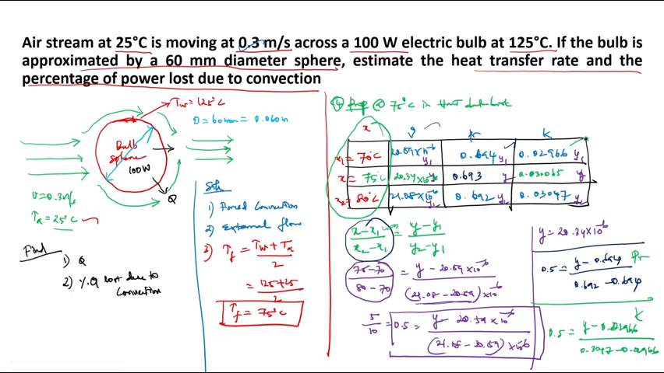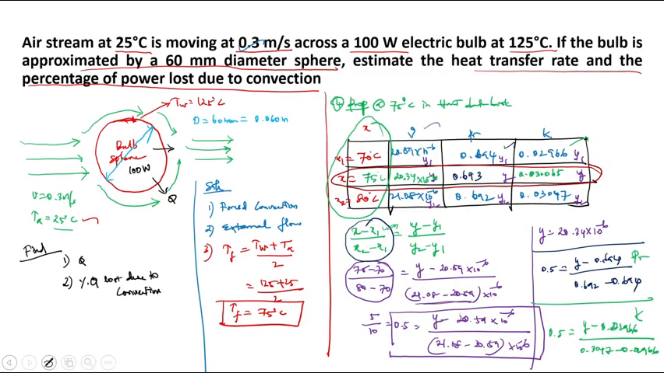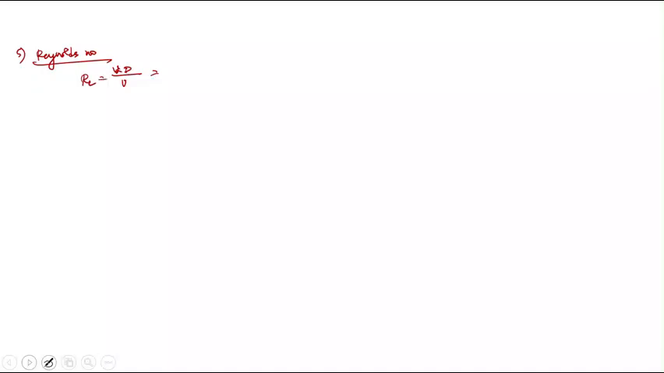We require this property for this particular problem statement. Then we find the properties for the fourth point. Next, the fifth one, we are going to find the Reynolds number. Already you know the Reynolds number is equal to U d divided by nu. The velocity is given, 0.3 meter per second. Diameter is 60 mm, and nu we found is 20.34. So substituting the appropriate values.